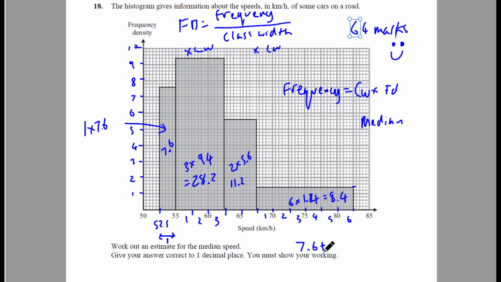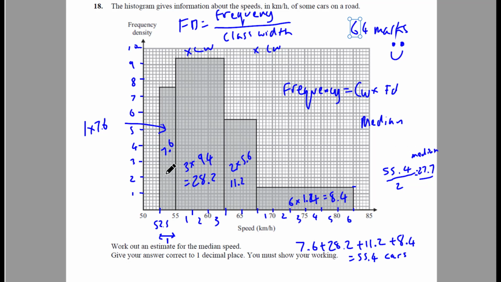7.6, add 28.2, add 11.2, add 8.4 to get the frequency, which is the total number of cars. So that's going to make 55.4 cars. I know that doesn't make sense because a car should be a whole number, but this is only an estimate. So if we do 55.4 divided by 2, we will get 27.7. That's the median car.